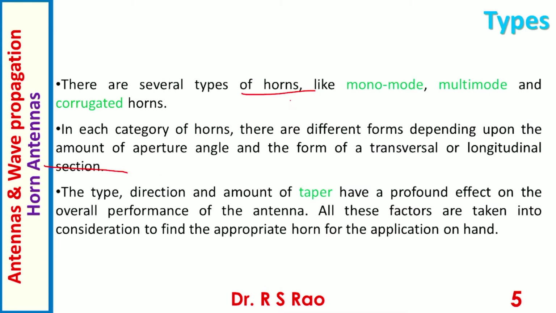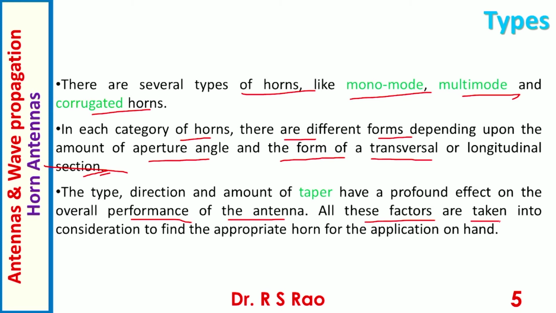There exist several types of horns like monomode, multi-mode, corrugated types. In each category, there are different forms depending upon the amount of aperture angle and the form of a transversal or longitudinal section. The type, direction, and amount of taper have a profound effect on the overall performance of the antenna. All these factors are taken into consideration to find the appropriate horn for the application on hand.